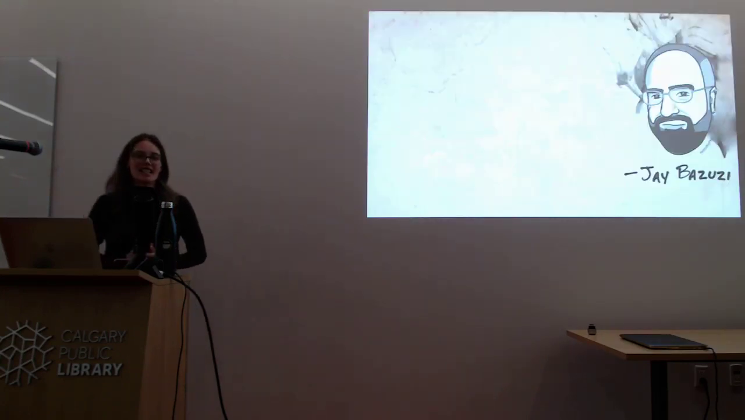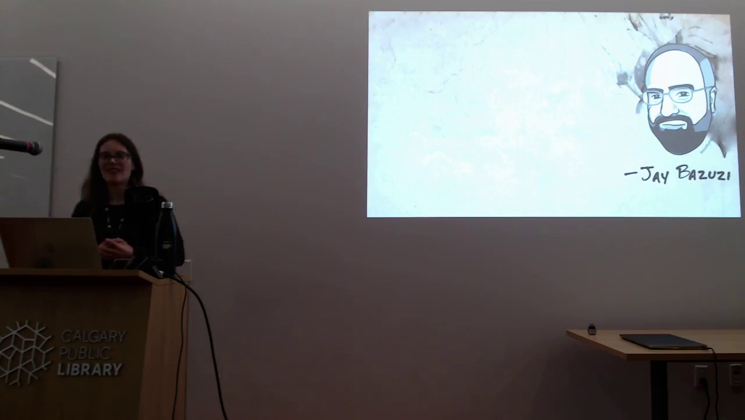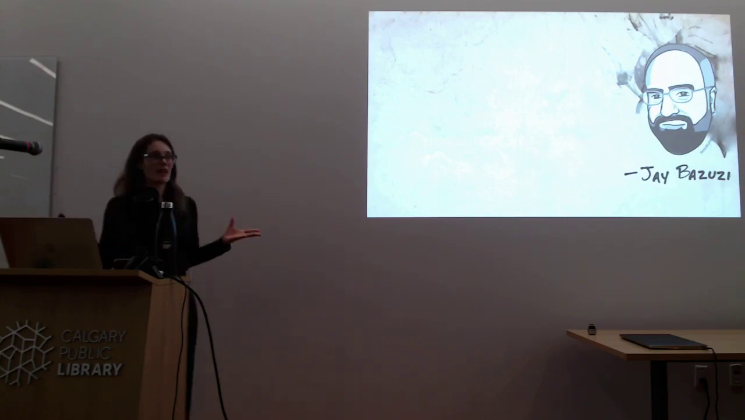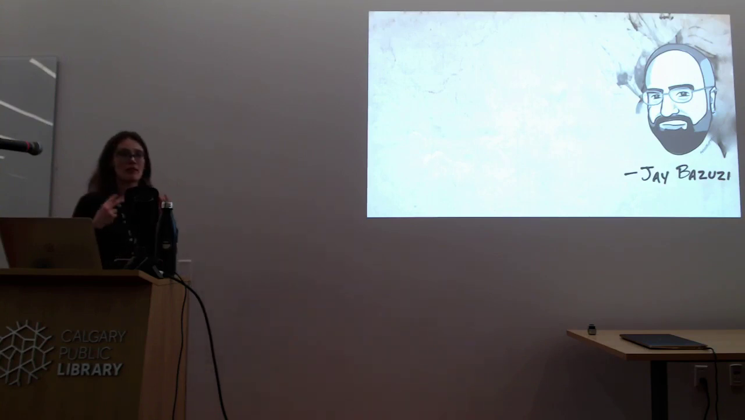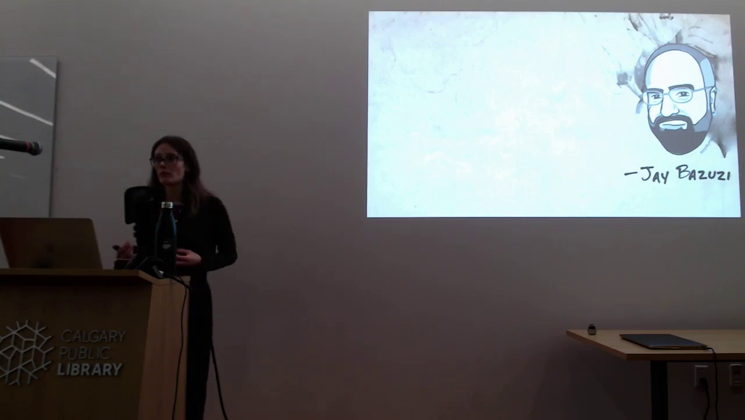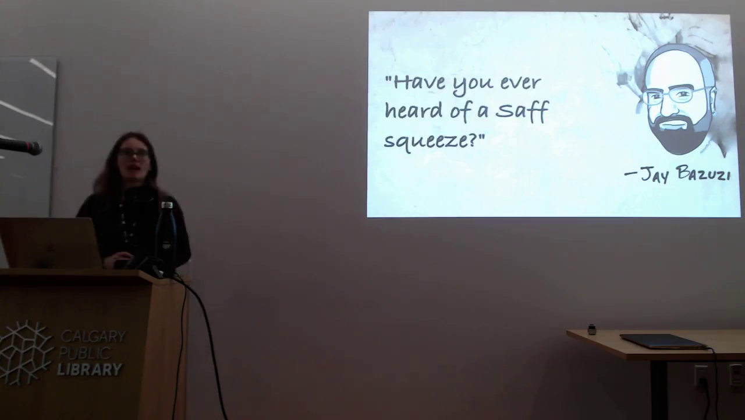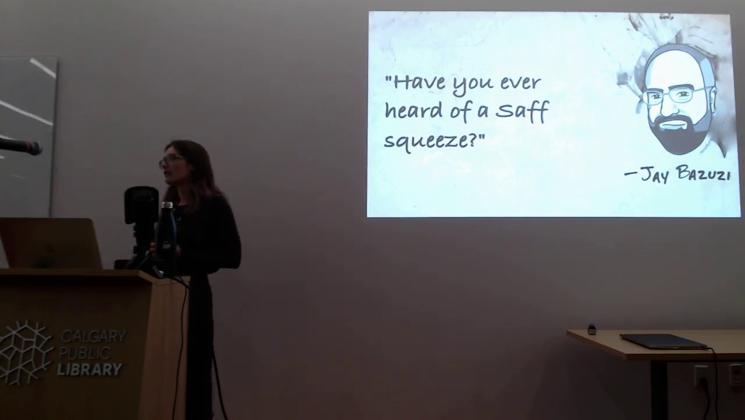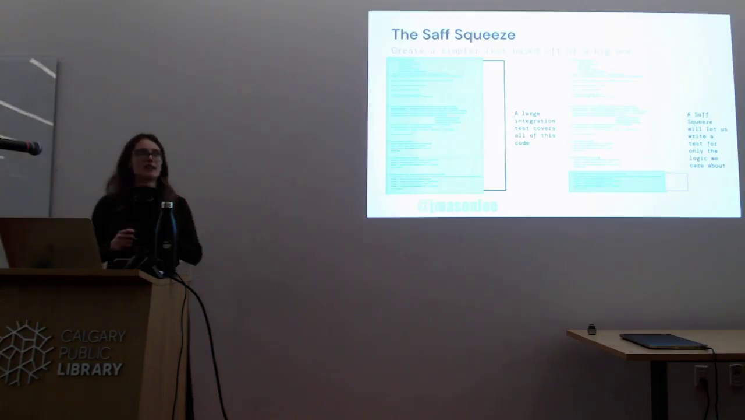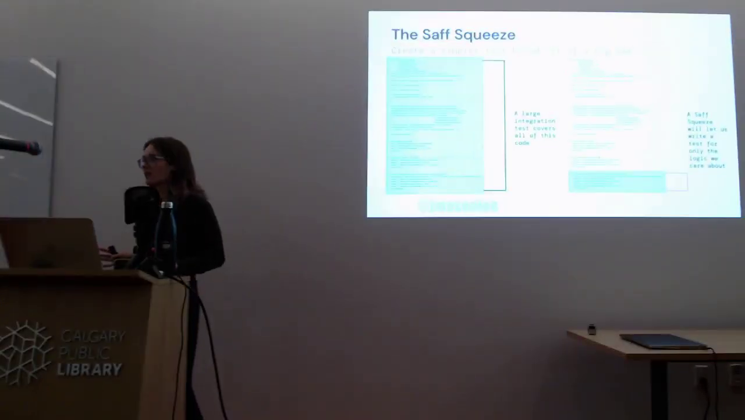I went back to Jay and I said, okay, Jay, I see what you mean. The test was big, it was covering everything, it was testing so much I couldn't tell what was important. But how do I make it smaller so that I can figure out and write tests for the more important behavior? And Jay answered my question with another question. Have you ever heard of a staff squeeze? I said no, and thankfully Jay was kind enough to explain it to me.